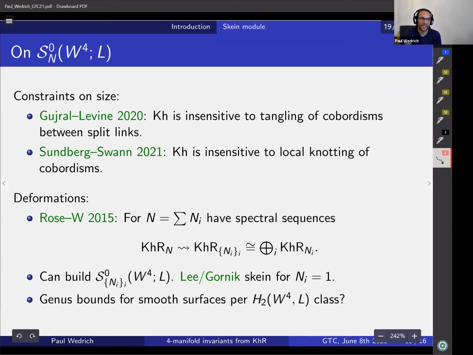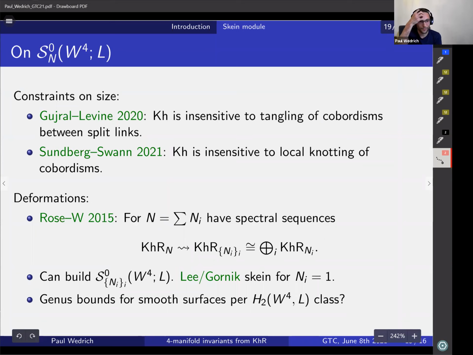So this is kind of interesting. These results are formulated for Khovanov homology, but I would expect that they also hold for Khovanov-Rozansky homology. So this is some indication of what this might be able to see about smooth surfaces in four manifolds.